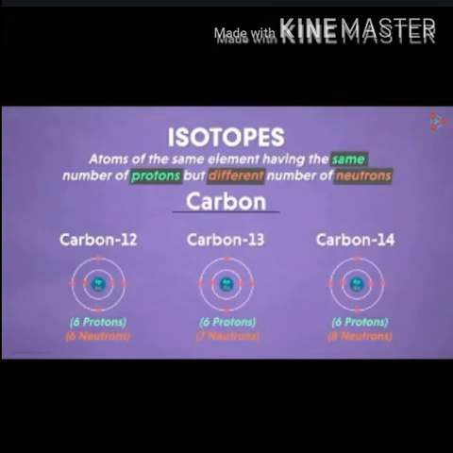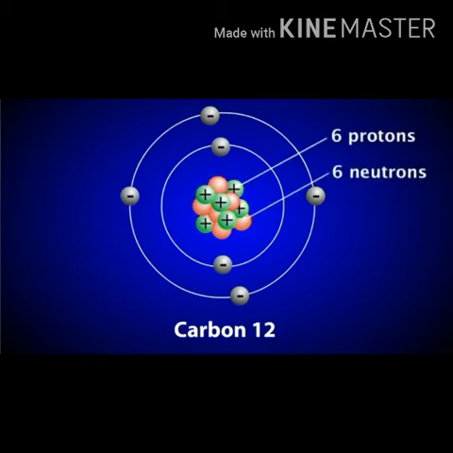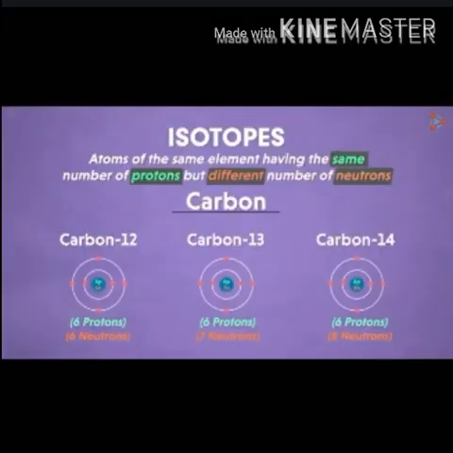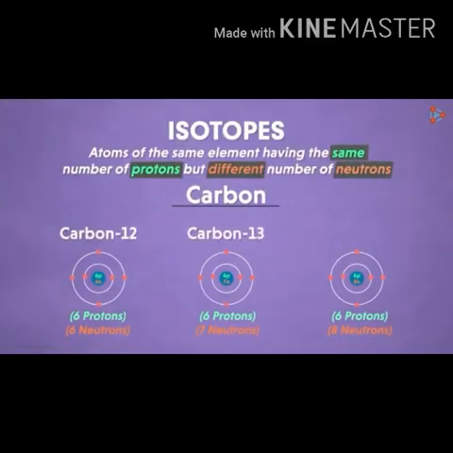So here all 3 isotopes of carbon contain 6 protons in their nucleus, and that's why their atomic number is 6. But the carbon-12 isotope has 6 protons and 6 neutrons, hence its atomic mass number is 12. In the carbon-13 isotope, there are 6 protons and 7 neutrons, hence its atomic mass number is 6 plus 7 equals 13. In carbon-14, there are 6 protons and 8 neutrons, hence its atomic mass number is 6 plus 8 equals 14. In this way, there are 3 isotopes of carbon found in nature.